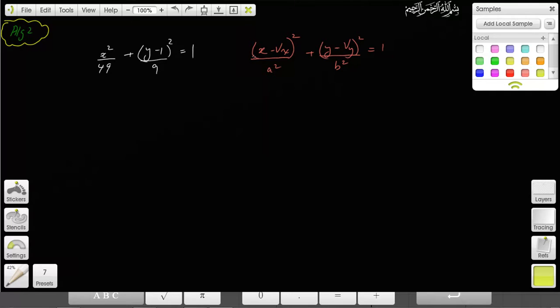Where vx is 0. In other words, this is like x minus 0 squared over 49 plus y minus 1 squared over 9 equals 1. The center would be 0 and 1. So this is a perfectly good-looking ellipse right here.